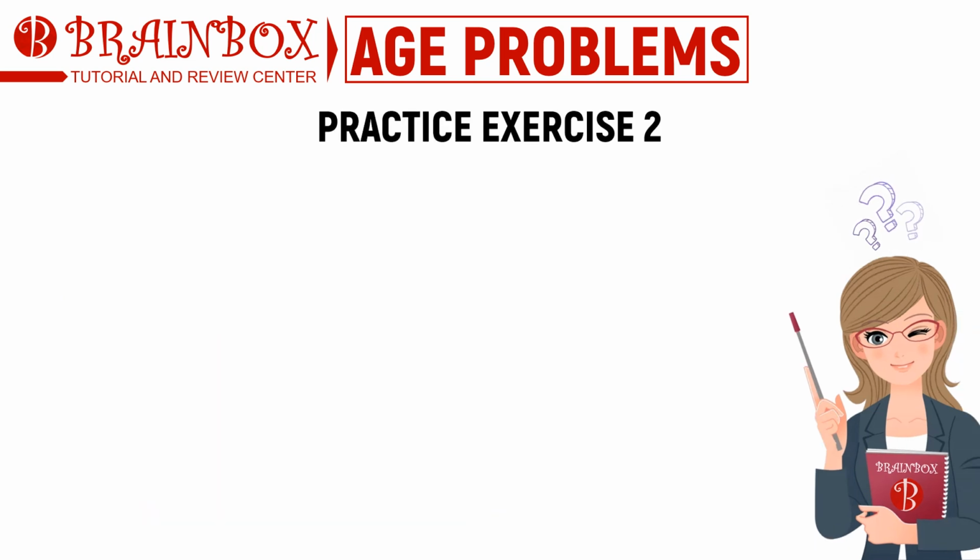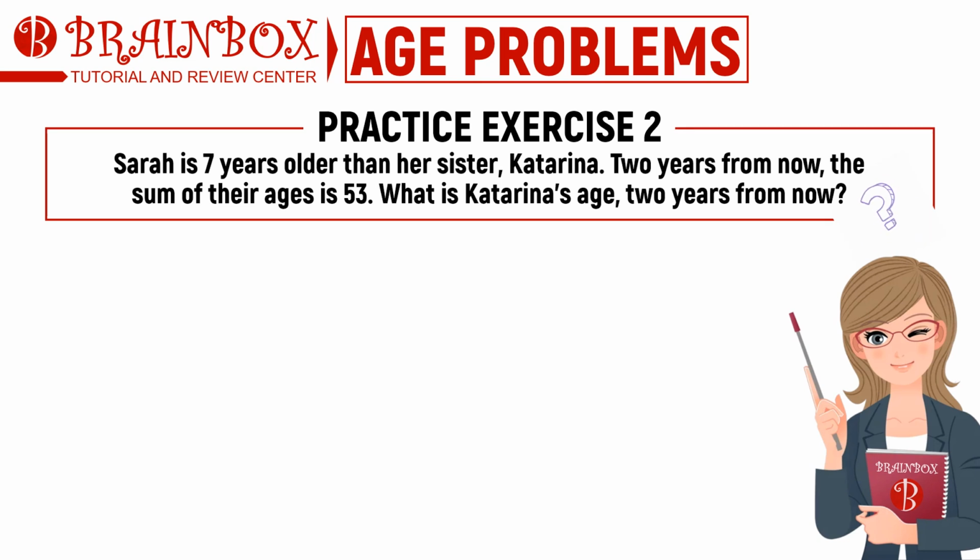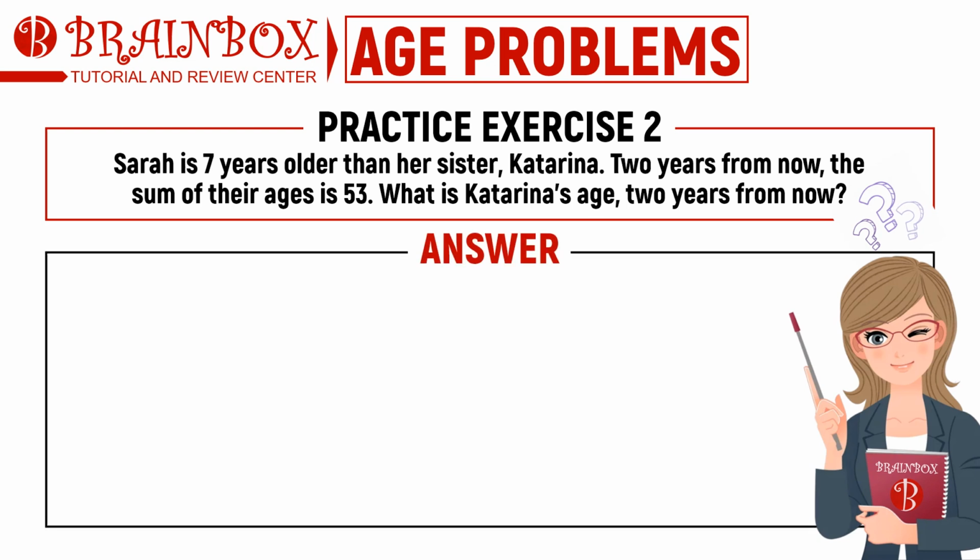Number 2. Sarah is 7 years older than her sister, Katerina. 2 years from now, the sum of their ages is 53. What is Katerina's age 2 years from now? Timer starts now.